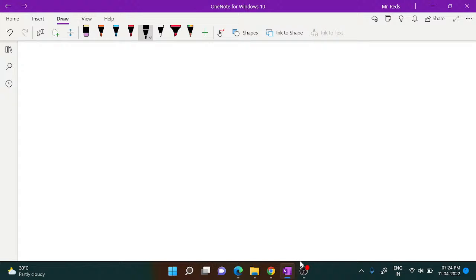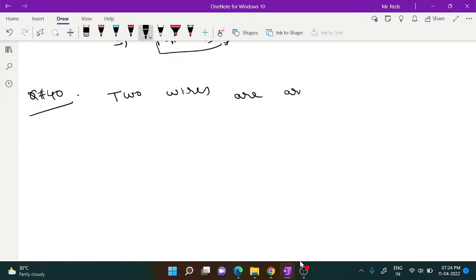So question number 40. It is given that two wires are arranged as shown in the figure. The elongation in the upper and lower ends are respectively. The question is: two wires are arranged as shown in the figure.